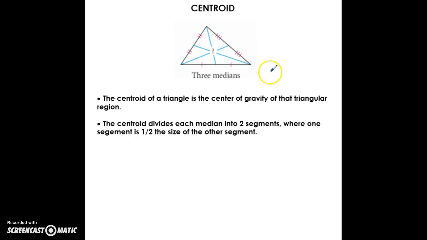And here's the properties of centroid. The centroid is the center of gravity for a triangular region. So if you were to cut out this triangle, you'd be able to balance this triangular region perfectly flat on the tip of a pencil.